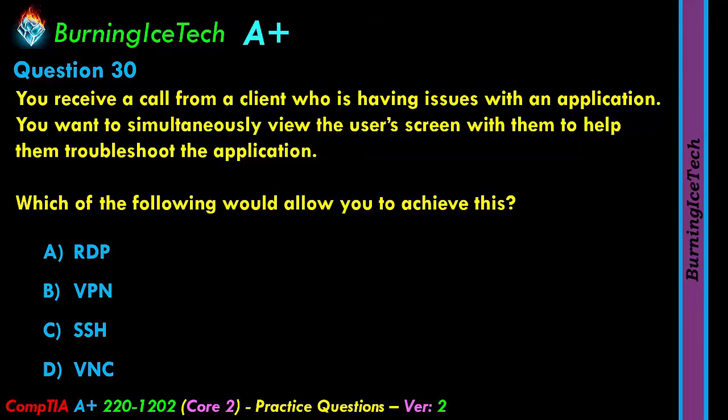Now, although this is a way for you to remote connect to a machine and even take control of that machine and see live what's going on, what RDP cannot do is allow you and the user to see the same screen at the same time. So it ticks most of the boxes, but not all of the boxes. My question specifically says you want to simultaneously view. RDP cannot do that, guys.